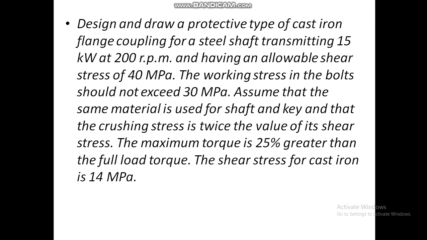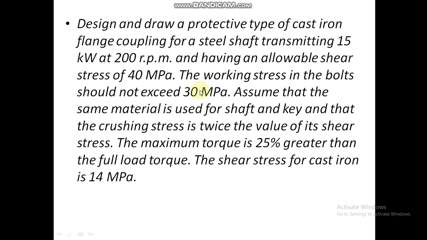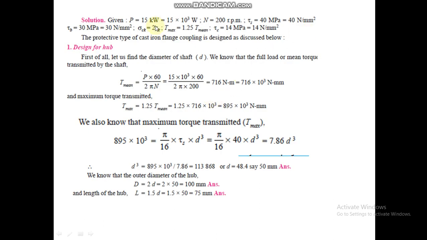The next question is: design and draw a protective type cast iron flange coupling for a steel shaft transmitting 15 kilowatt at 200 rpm and having an allowable shear stress of 40 megapascal. So this is the given data. First of all, power is 15 kilowatt, 15 into 10 raised to power 3 in watt, and RPM is 200. The shear stress for the shaft is 40. Working stress in the bolts should not exceed 30 megapascal, so the shear stress in the bolt is 30 megapascal.